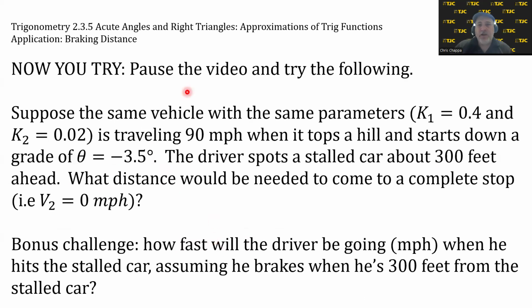Now you try. Pause the video and try the following. Suppose the same vehicle with the same parameters, the same k's, is traveling 90 miles per hour when it tops a hill and starts down a grade of negative 3.5 degrees. The driver spots a stalled car about 300 feet ahead. What distance would be needed to come to a complete stop? In other words, second velocity is 0 miles per hour. I'll give you a hint. It's more than 300 feet.